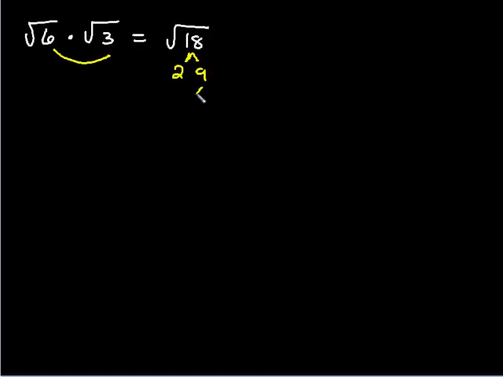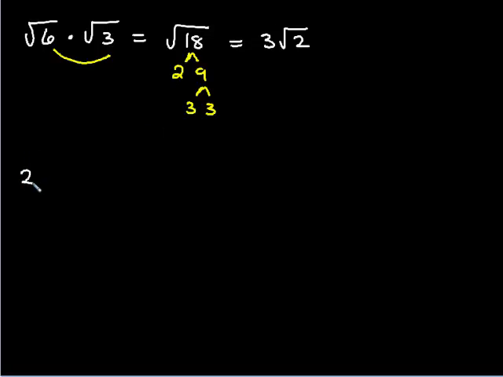So for example, if I had the square root of 6 times the square root of 3, what I would do is multiply the 6 times the 3, and that would give me the square root of 18. Now the square root of 18 can be simplified because that's 2 times 9, and 9 is a perfect square of 3 times 3. So my final answer would be 3 times the square root of 2.